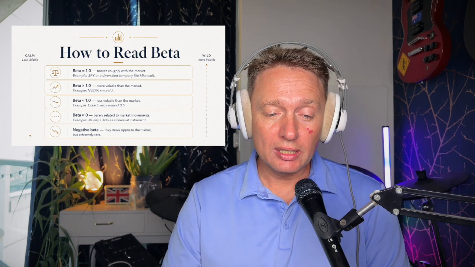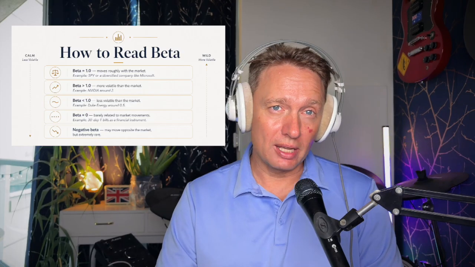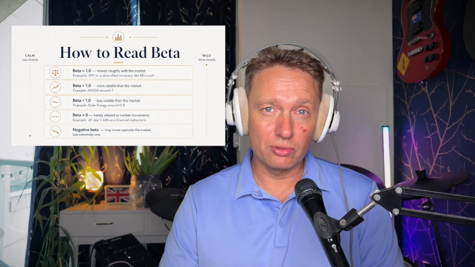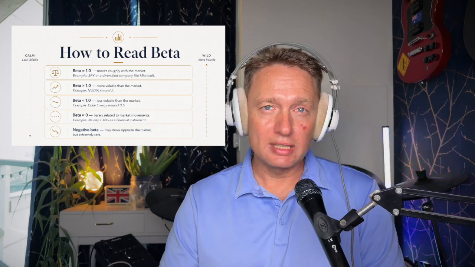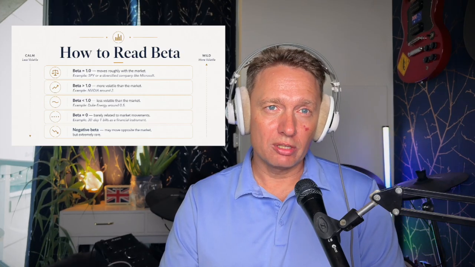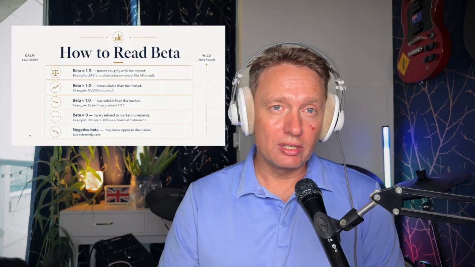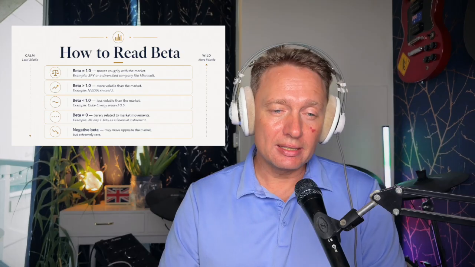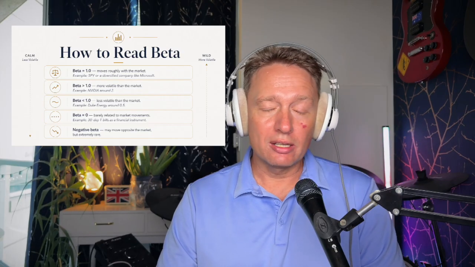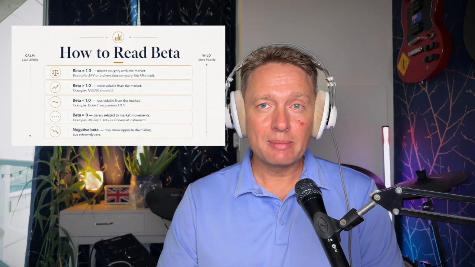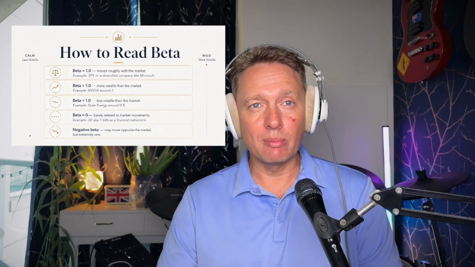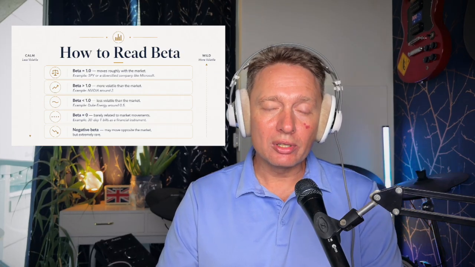Beta around 0 is extremely rare to find. But if we're looking for a financial instrument that would have a beta of around 0, that would be 30-day T-bills, barely related to market movements. Same thing with negative beta. Technically, it's supposed to go against the market. They are extremely rare. Sometimes biotech companies and commodities can temporarily experience a negative beta.